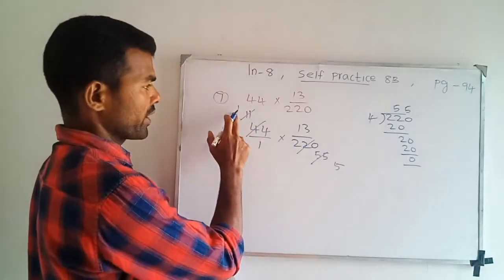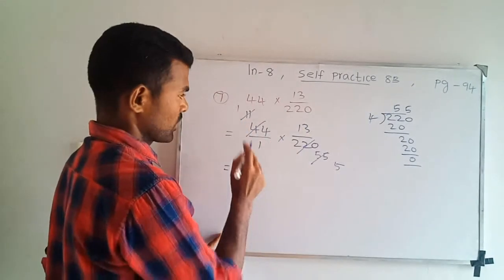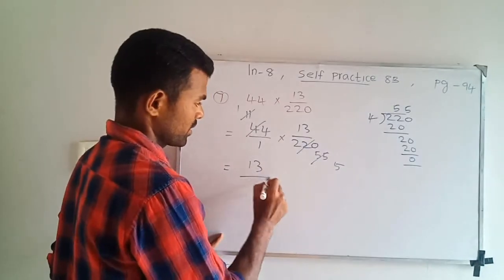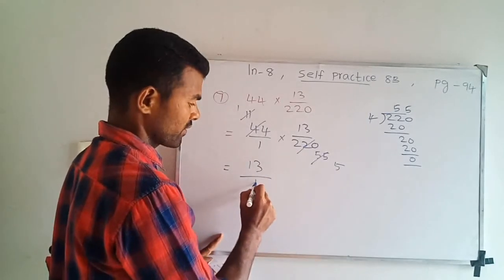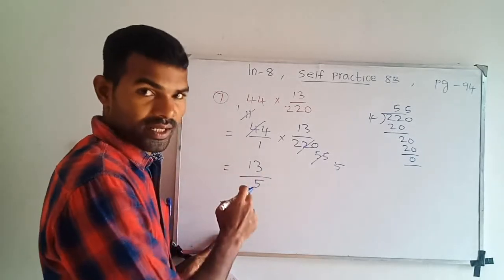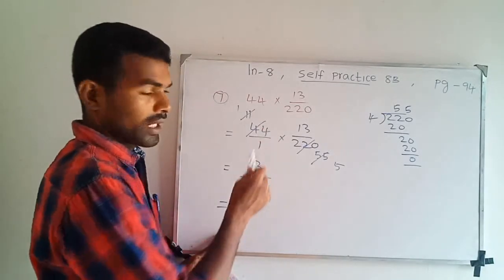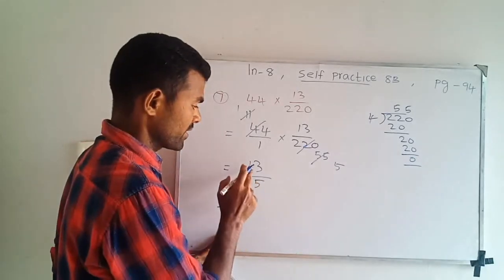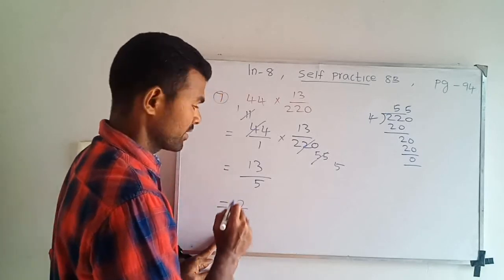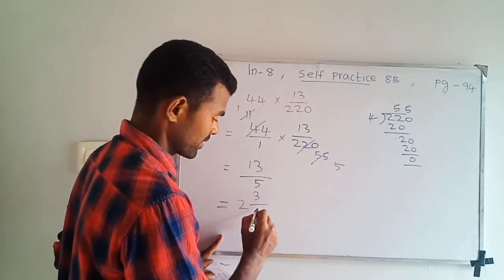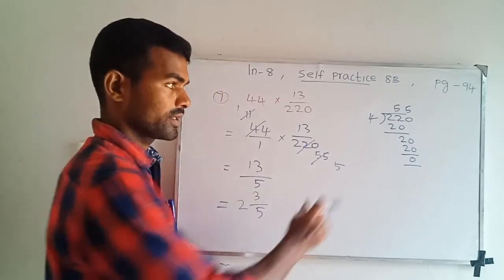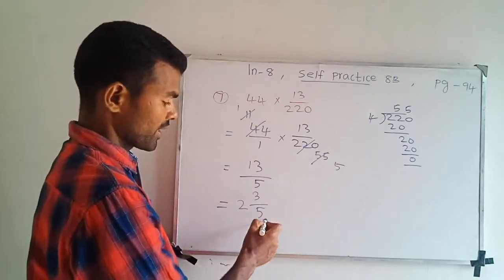Now multiply: 1 multiply 13, how much? 13 by 1 multiply 5, which is 5. If the answer is improper, convert the improper fraction into a mixed fraction. So divide 13 by 5. You can divide 2 times, 2 times 5 is 10 and the remainder is 3, and the divisor is 5. So the answer is 2 3 by 5. This is the rough work. This is the answer.